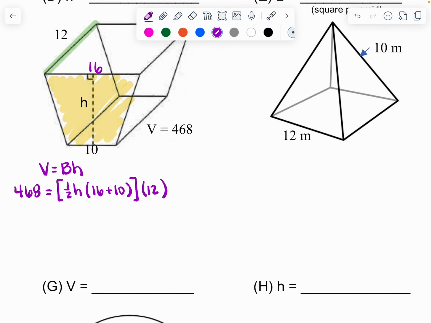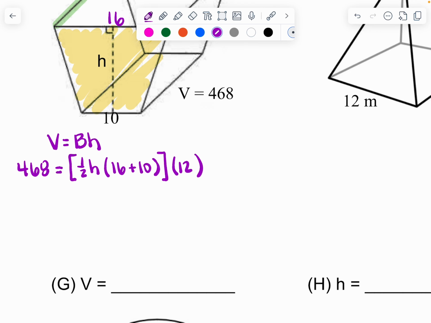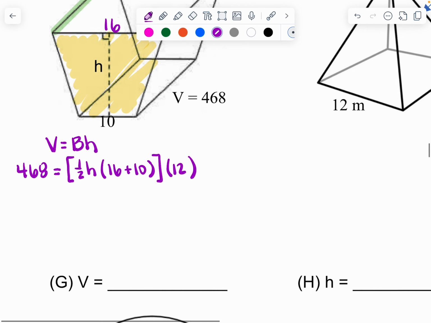Oh, and I may as well, sorry, instead of writing that all again, since the volume is 468, let's go ahead and replace the V with 468. Again, you can piecemeal this and simplify the area of the trapezoid, but at the end of the day, we are trying to find the height of the trapezoid, so I'm just going to write that all into one giant equation. All right, I'm going to clean this up. Again, baby steps, just so I don't make a silly mistake.